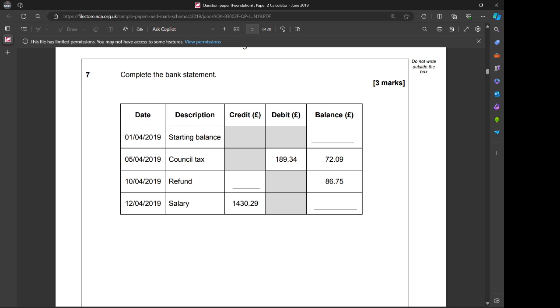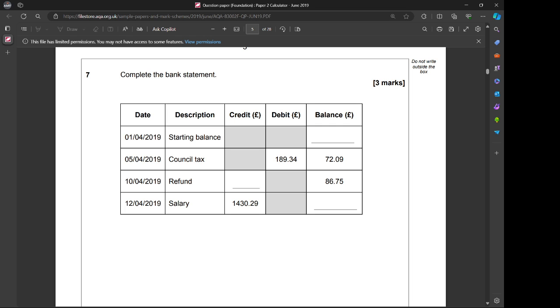So we get £14.66 for the refund. Okay, and then lastly, a salary is paid into this person's account on the 12th of April 2019. So we're going to do £14.66 plus £1,430.29. When we do that, guys, let's just double check that I'm doing everything right.